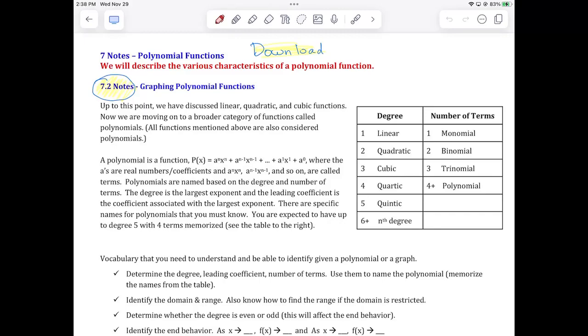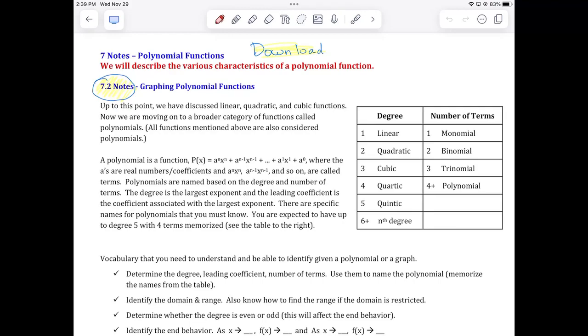All right, here we go, 7.2. Before this section, up through 7.1, we have been studying polynomials of various degrees. It started way back in Algebra 1 when you were studying linear polynomials, x to the first, of the form mx plus b.